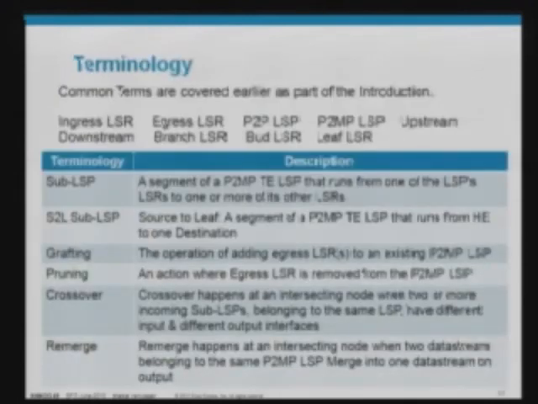This is the other terminology slide, which is in addition to what I have covered before, or to be more clear, specific to point to multi-point TE. There is the sub-LSP, the source to leaf sub-LSP, S2L, grafting, pruning. Again, a bunch of multicast words, so we should be clear. At a high level, sub-LSP and source to leaf I'll cover in a picture. And then crossover and remerge, I will cover what they are. I have some pictures later on that will hopefully explain, okay?